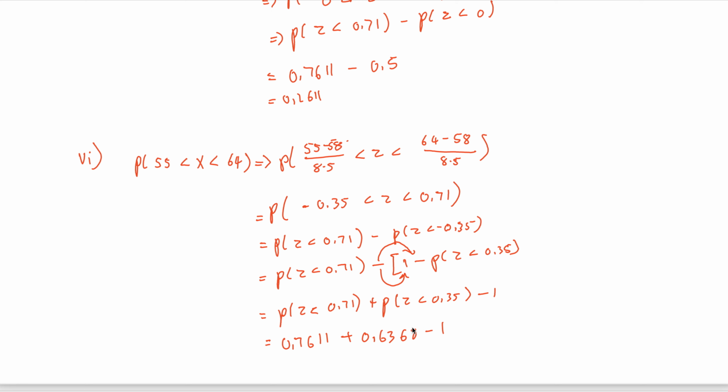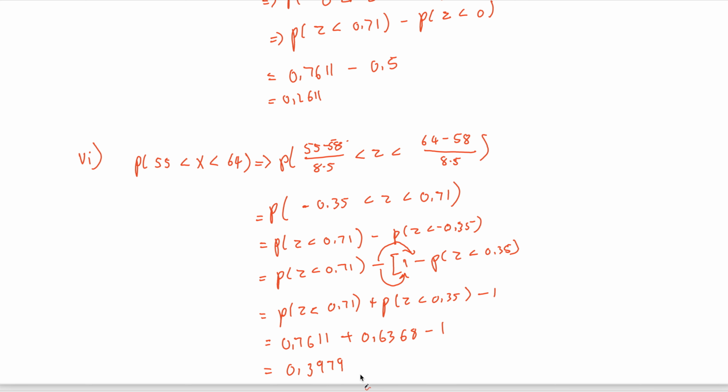So we have 0.7611 plus 0.6368 minus 1. I made a mistake earlier. Whenever you're doing probability, if you get an answer that's greater than 1 or less than 0, you have a big problem, because that means that you have a probability that's greater than 100 percent. It's possible, but ideally it's not what you're supposed to work with.